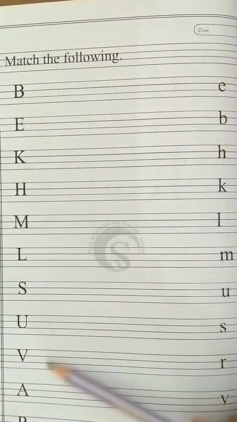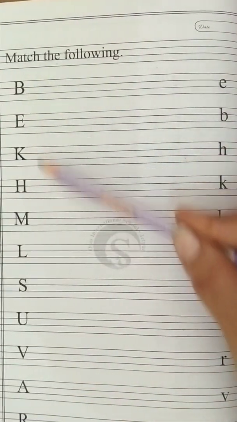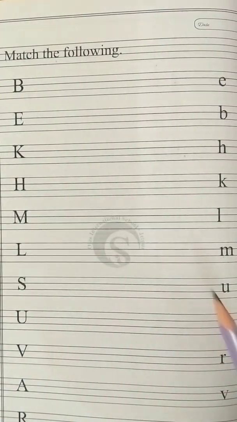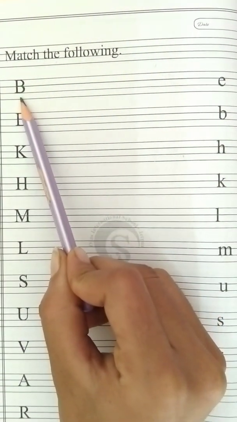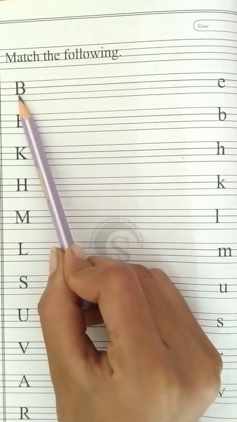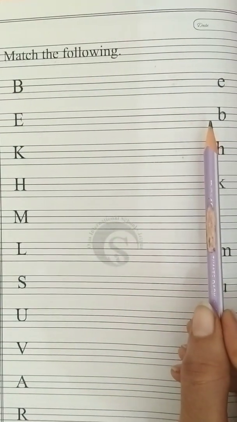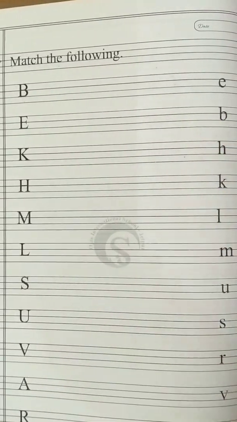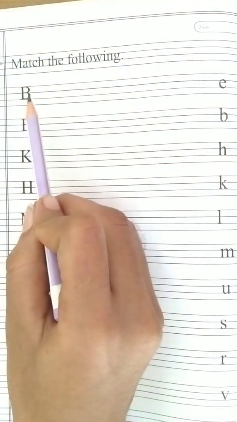See, this side capital alphabets are given and this side small alphabets are given. So we have to first identify this capital letter, and this side we have to find the same small letter and we have to match the letter, okay? Let's see first letter which it is.